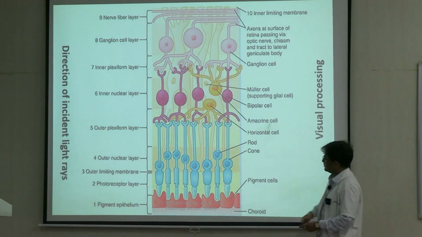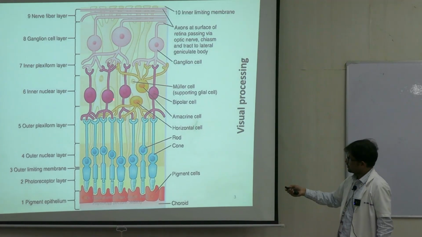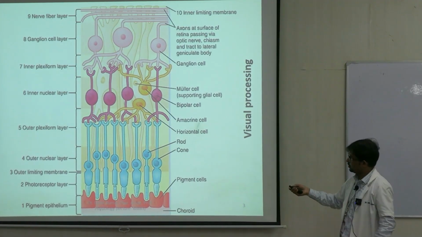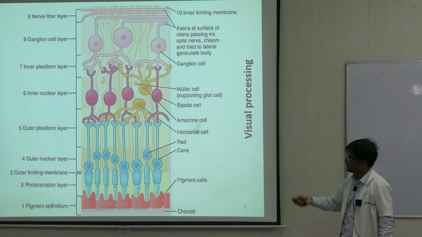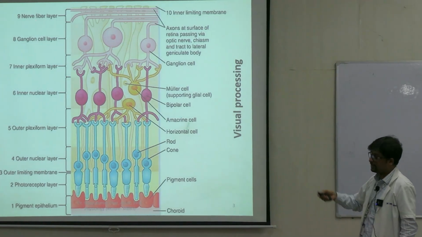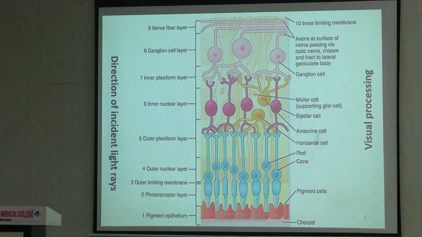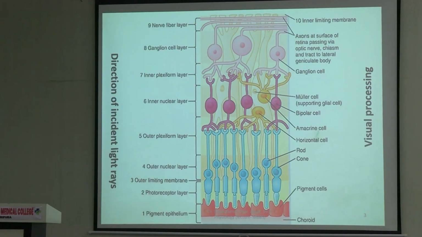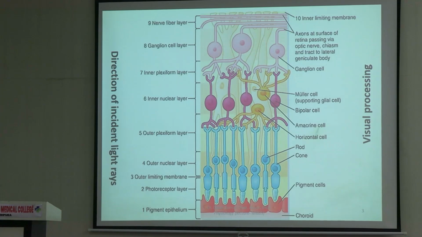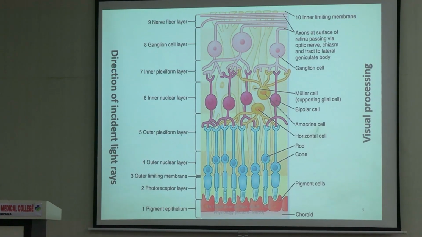Okay, next layer that you see is the inner nuclear layer, the nuclei of the bipolar cells, followed by one more synaptic layer, inner plexiform layer. Here you have a synapse between the bipolar cell and the ganglion cell. And the last layer, after the ganglion cell, you have the nerve fiber layer, axons of the ganglion cells organize themselves, and the 10th layer is inner limiting membrane, right? 10 layers. But if you look very carefully, how many cells do you see in series?